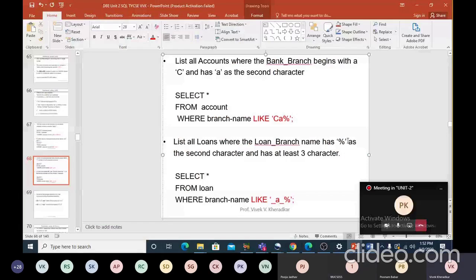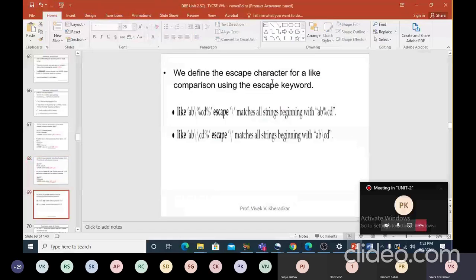Because percentage and underscore have their own meaning, you cannot use those characters directly in the string. But in some strings underscore is there, for example name underscore surname. In that case, if I put like underscore, that underscore matches any character. So if there is a requirement to match underscore and percentage, then use the escape character.